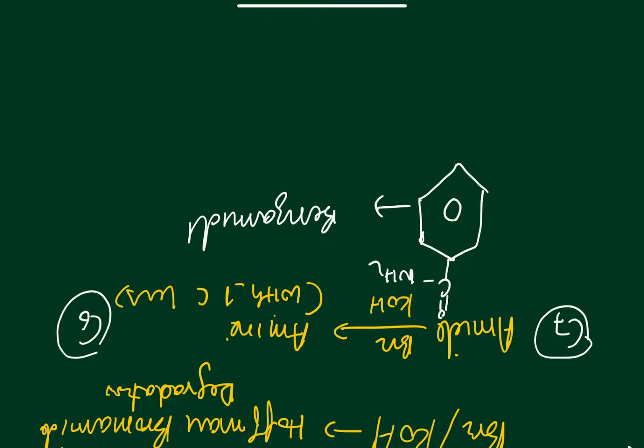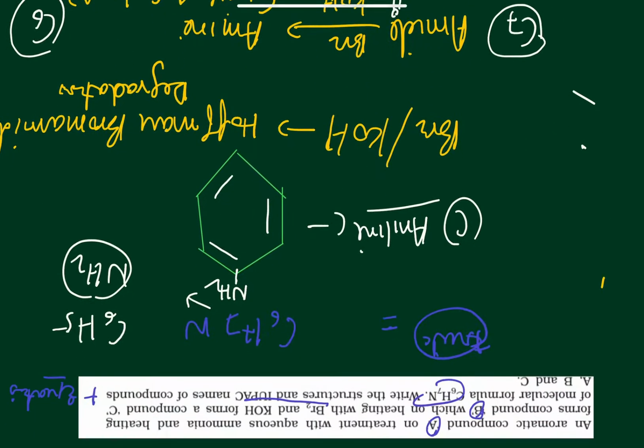Why am I drawing the C extra? Because I have to make an amide with 1 carbon more so that I can get aniline which has 6 carbons. So the amide will have 7 carbons. So this is benzamide. You got the structure B also. Now come back to the question. Aromatic compound A. Aromatic is given only as such. So you have the biggest hint in the question itself.